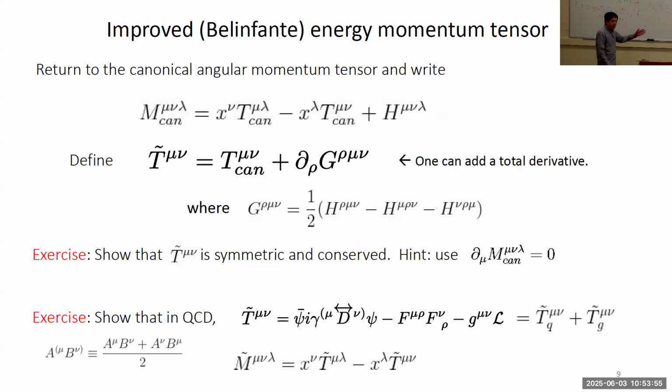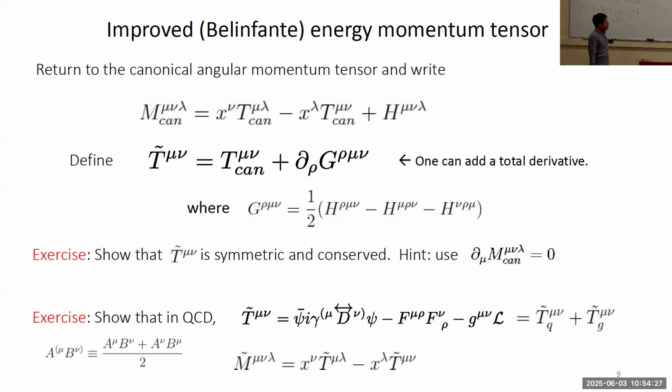And this, I leave it to you as an exercise. I think this is interesting. It's guaranteed to work. Okay, and I'll give you a hint. So you just use this: this canonical energy momentum, angular momentum tensor is conserved. So you take the derivative of this to be 0, and that gives you some relation between H and T canonical. So you use that relation, and then you should be able to show that this is conserved.